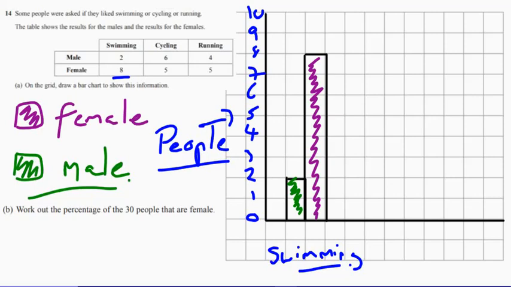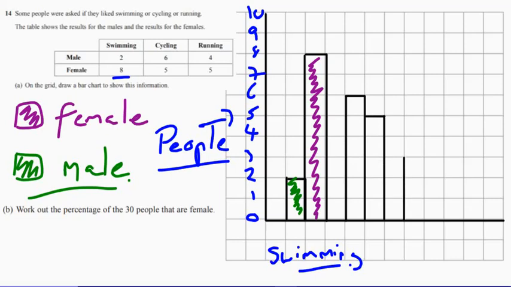So cycling, for males it went up to 6. Just make sure you've got a little gap there between the 2. So they go up to 6, there we go. And there were 5 female, there we are. And then I'm going to put running in as well. I'm going to have a little gap. You could have a slightly wider gap there, I suppose.